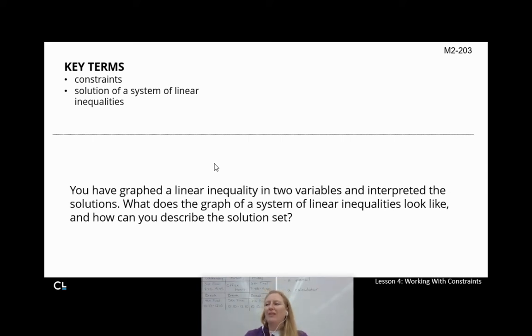So you've graphed a linear inequality in two variables and interpreted the solutions, right? That entire half plane, those are all solutions to the inequality. That's everything that's greater than 18 or whatever it is. But what does the graph of a system of linear inequalities look like? And how can you describe the solution set? So to work our way into this, we have a problem scenario.